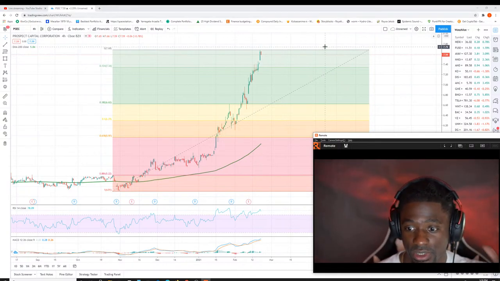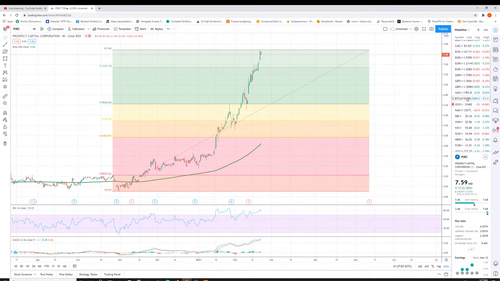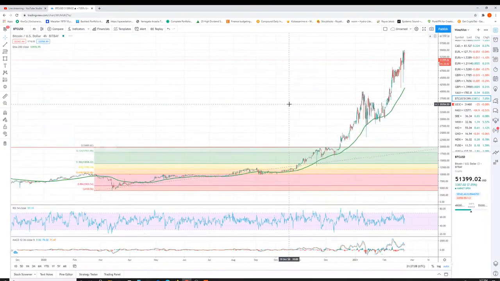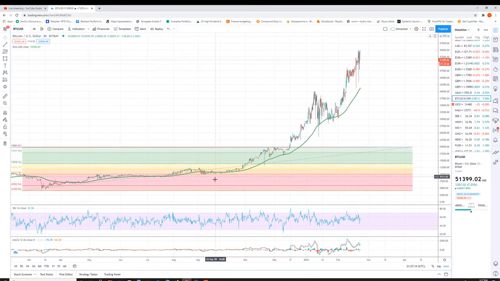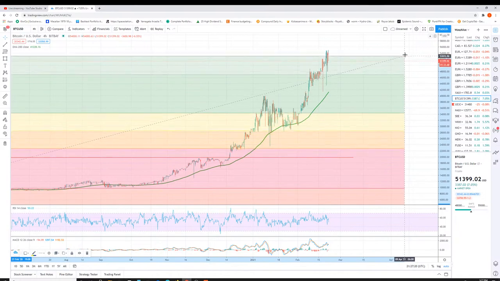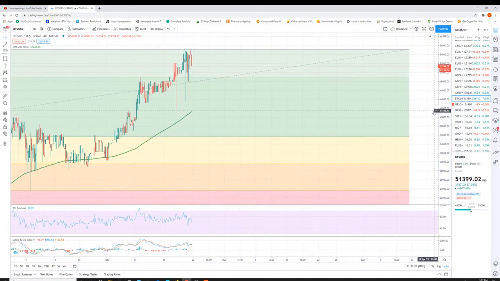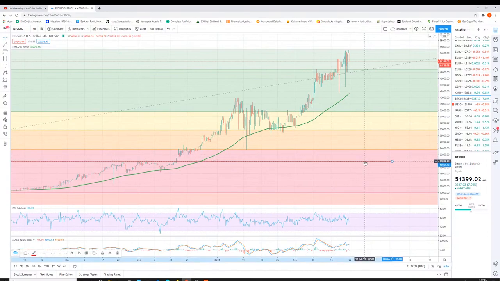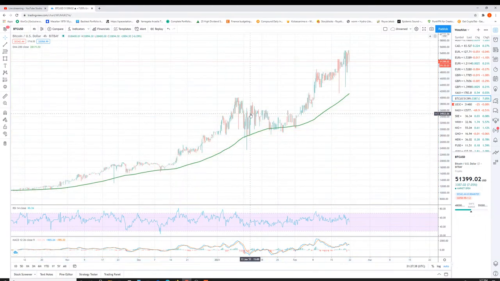All right, so let's go ahead and pull up Bitcoin. Bitcoin, Bitcoin, Bitcoin. Ooh-wee. Look at that steep, steep, steep. All right, so Bitcoin right here. Let's just get rid of this one. We're just going to draw a little trend line on Bitcoin.